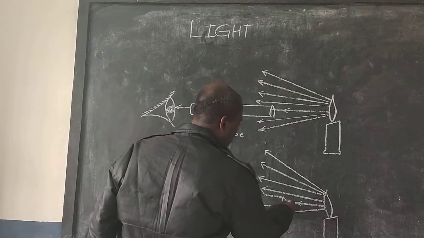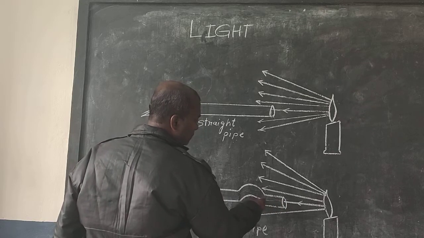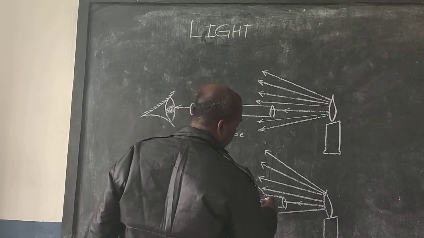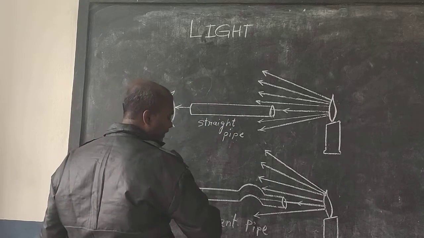So what will happen? Light will come here. It may enter here. Bounce back again. From here it came and from here only it will return. It cannot bend and go.